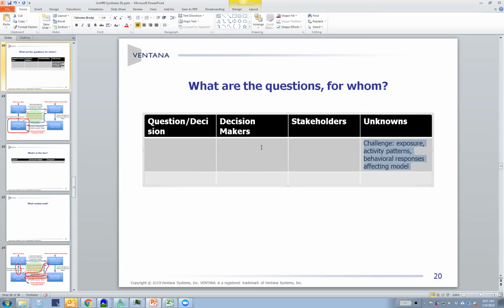So in that case, the question in the model is, what's the risk from a spill? And there may be other questions that the decision maker would ask, like, should I close a beach, or should I close a fishery, or what protective gear should I give to cleanup personnel? All sorts of things like that. So I'm interested in getting at those questions.